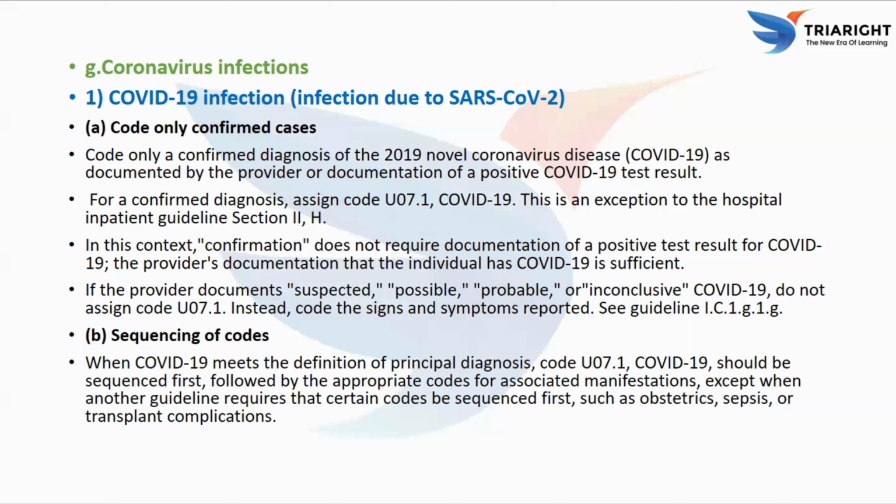So what will be the exceptions? In some conditions, other guidelines require sequencing differently, such as obstetric patients. In the case of obstetric patients, as I have said earlier, obstetric codes come first. So they have the priority among all the ICD-10-CM chapter codes. Sepsis due to COVID-19, in this case you have to follow sepsis sequencing rules. And transplant complications, in this case the transplant complication is coded first. So always check the condition specific guidelines before you give the sequence.